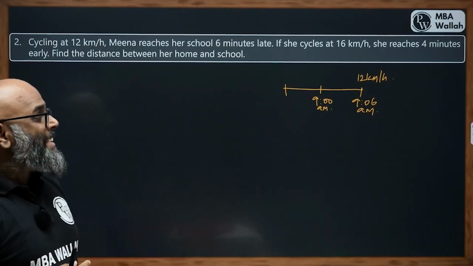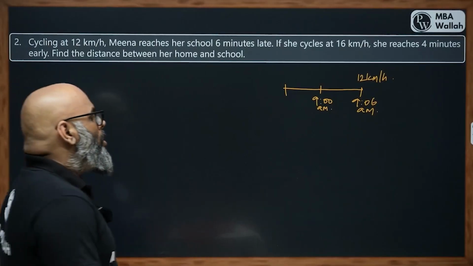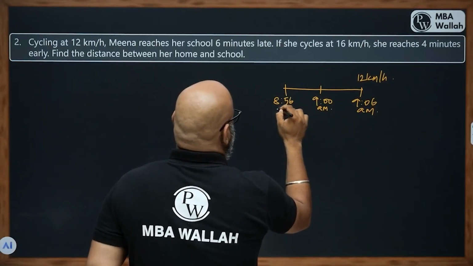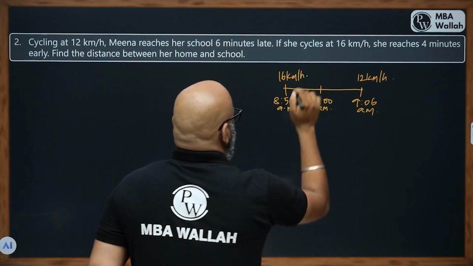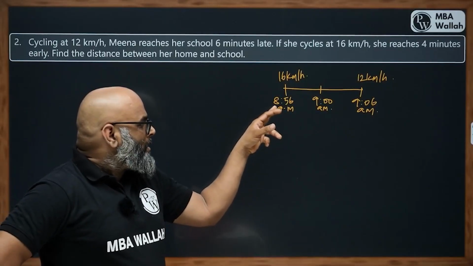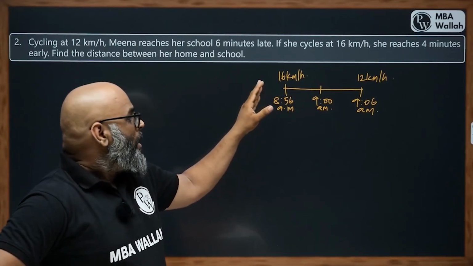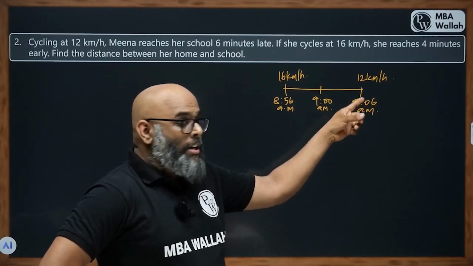Now, if she cycles at 16 kilometers per hour, she reaches 4 minutes early, or she will reach at 8:56 a.m. Now, I'm looking from this perspective. If she travels at 16 kilometers per hour, she reaches at 8:56. If she reduces her speed to 12 kilometers per hour, she reaches at 9:06.